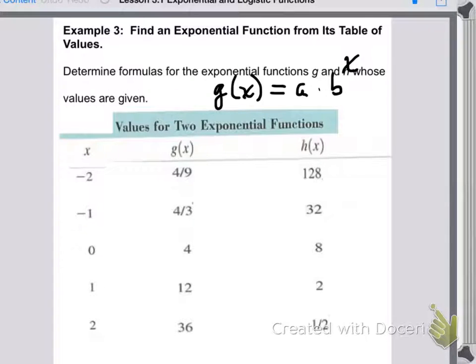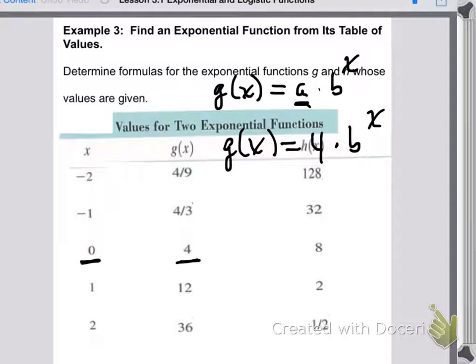Well, we know that a is my initial value. Alright, so that's what I'm starting with when x is 0. So when x is 0, my y is going to be 4. So 4 is going to be my initial value. So g of x equals 4 times b raised to the x.